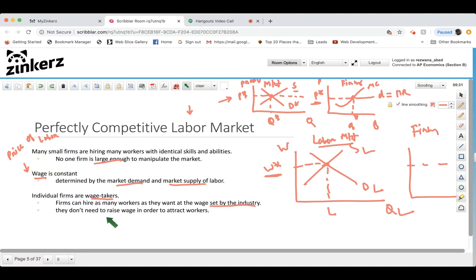Okay, but they don't need to raise wages in order to attract workers, because they just don't have any reason, since they can hire as many as they want at this market rate, and they wouldn't lower the wage. They wouldn't be able to lower the wage because there are many other farms who would be offering the market wage. So if you are a farm and you try to lower the wage below the market wage, the workers would just go to somebody else who's going to be offering them at least the market wage rate.